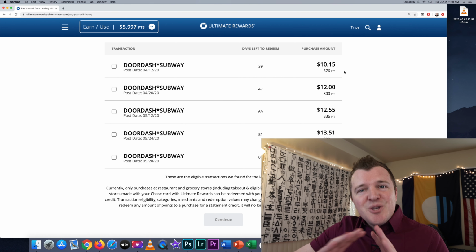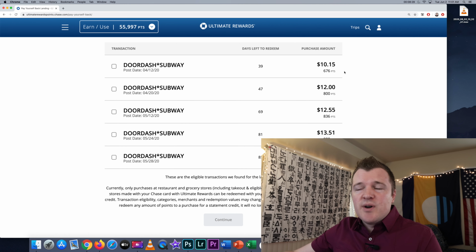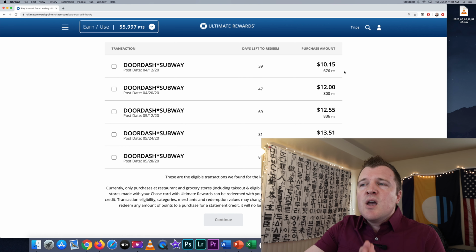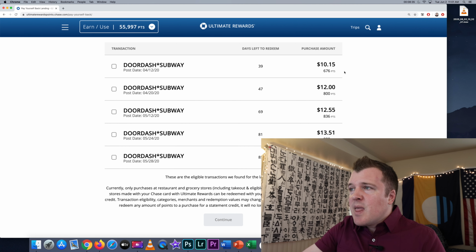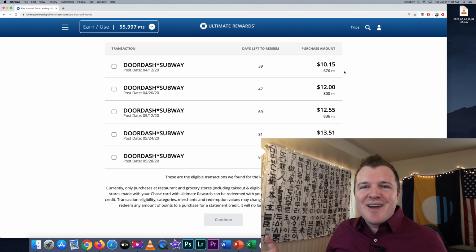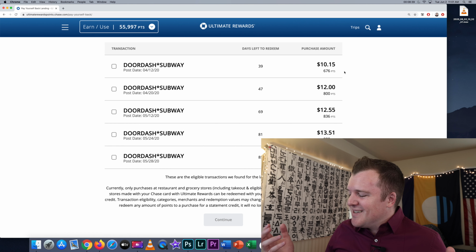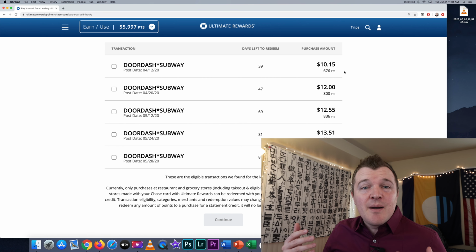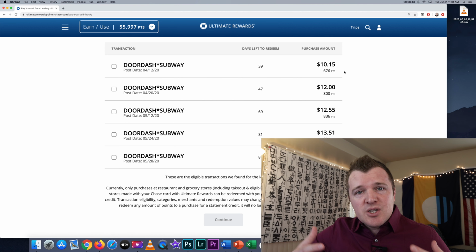And of course, if you're someone who likes using your Ultimate Rewards points to transfer to transfer partners, maybe Hyatt or something, you know that you're getting better value for your points. But once again, if you're someone who just likes redeeming points in the travel portal for hotels and flights, getting cash back for your grocery and dining purchases is amazing. I'm really happy with this change that Chase has made.